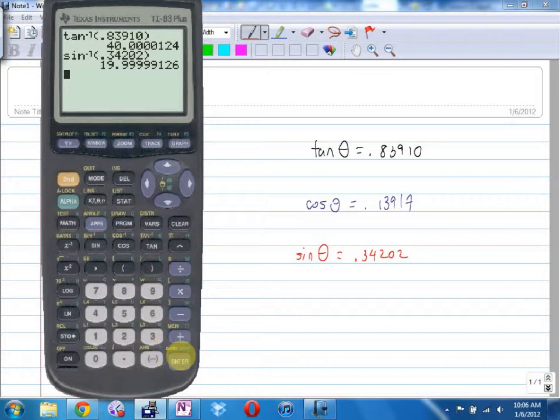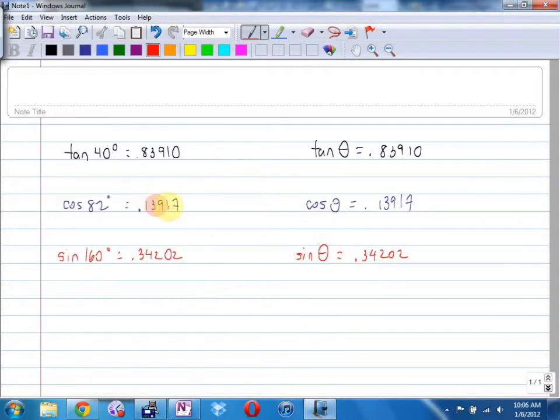By the way, the reason is, you see, there's two angles that have a sine of 0.34202. And as a matter of fact, there's two angles that have a cosine of 0.13917. And there's two angles that have a tangent of 0.83910. And your calculator, Cassandra, is programmed to only give you the ones between 0 and 90.